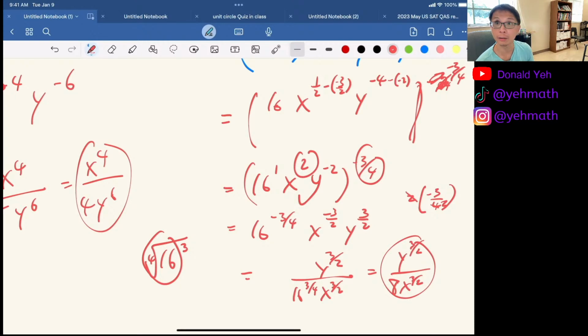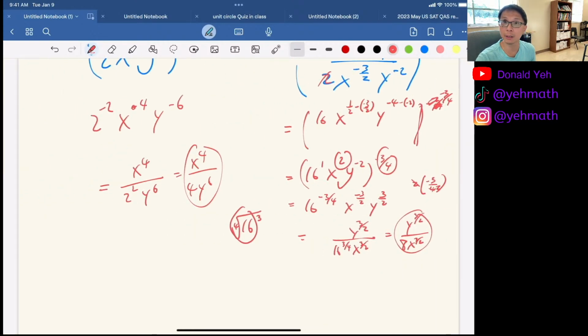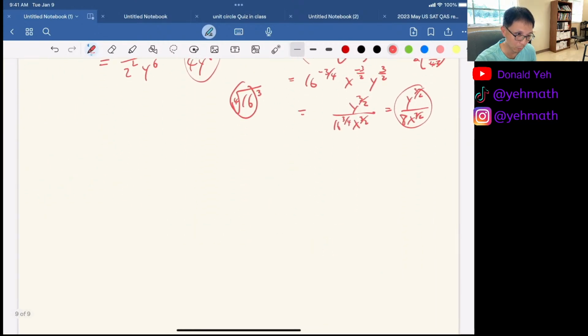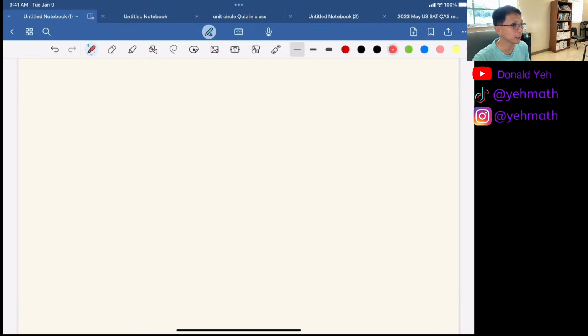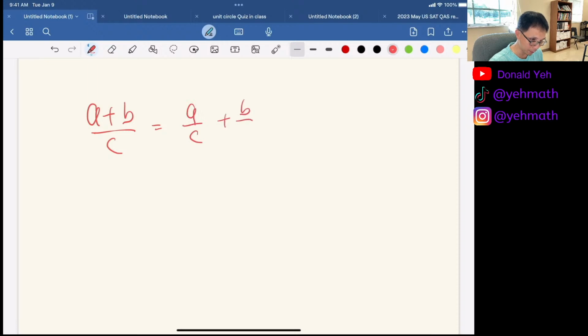Okay, I'm not going to spend more time talking about those. I'm going to talk about what we're going to do today. Today we're going to teach you another SAT strategy. It's called splitting, and you learned it in 4th grade. (A + B)/C equals A/C + B/C. Trust me, you learned this in 4th grade.